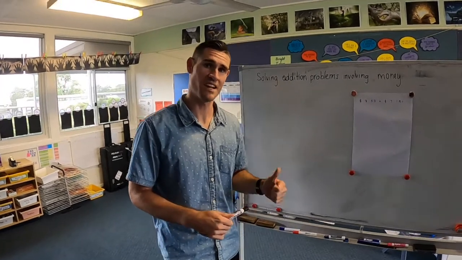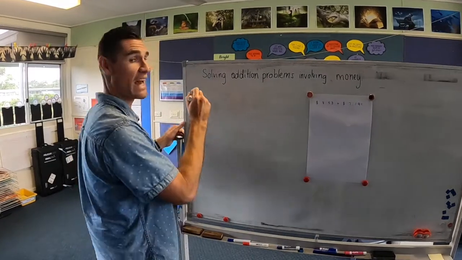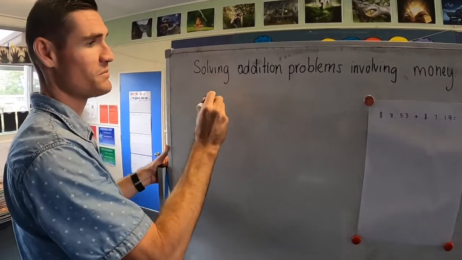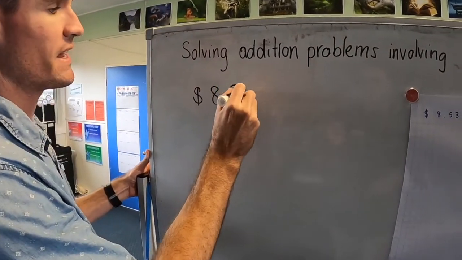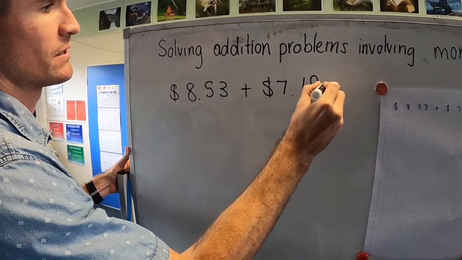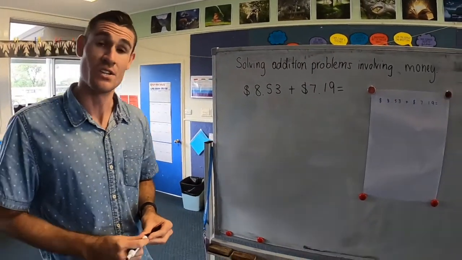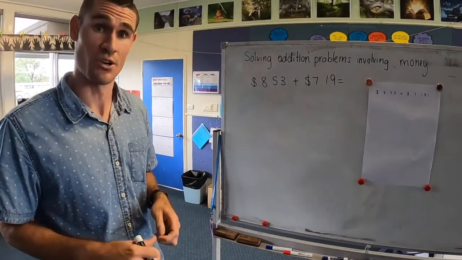with Mr. Freeburn, and today we're going to be looking at solving addition problems involving money. Now, when we have money, sometimes we see our addition problems and they can be written like this. Trying to solve this isn't necessarily a very easy thing to do. So what we do is we use the strategy of a vertical algorithm.